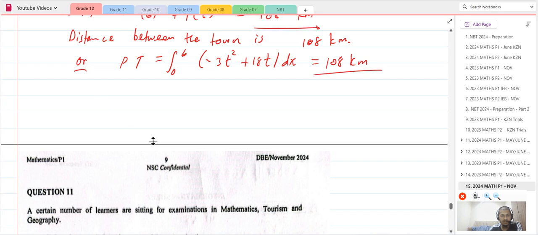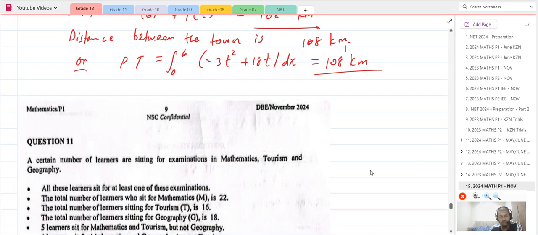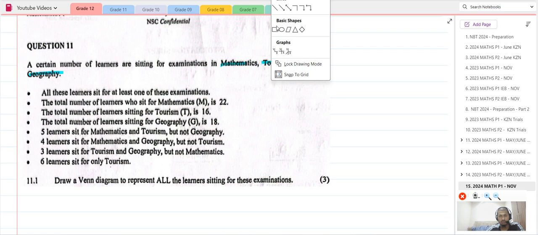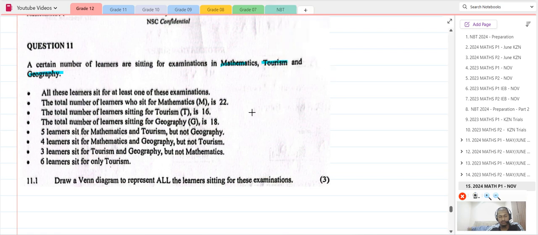Right, let's continue with the next question. A certain number of learners are sitting for examination in mathematics, tourism, and geography. All these learners sit for at least one of these examinations. The total number of learners who sit for mathematics is 22. Right, so we need to draw a Venn diagram, okay?